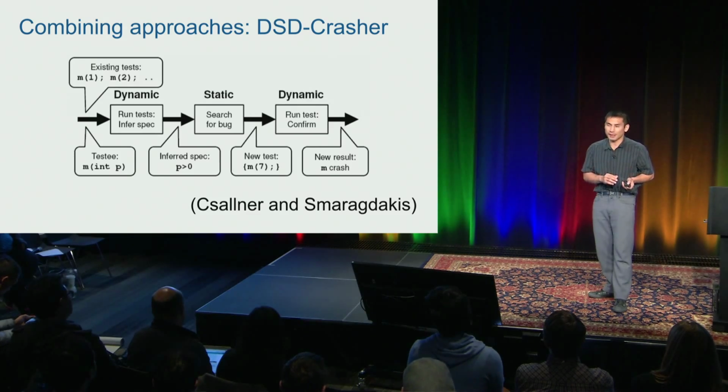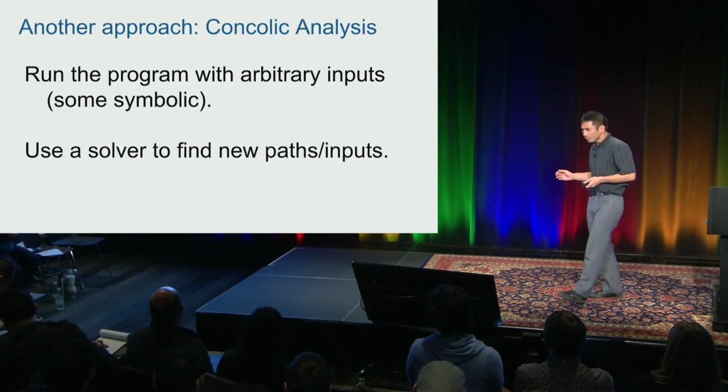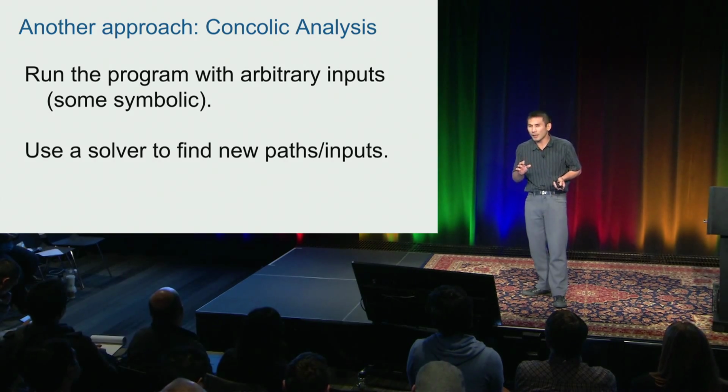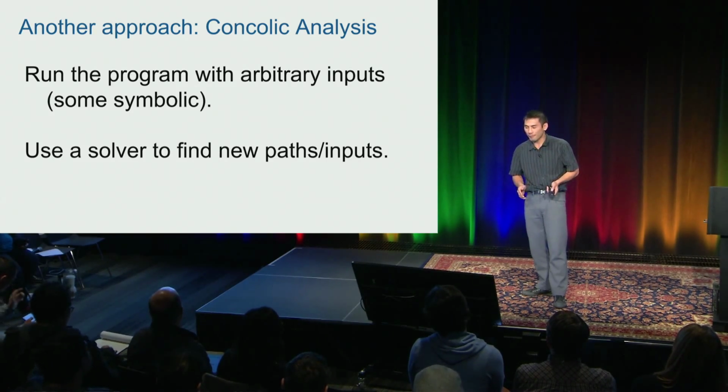I talked about static analysis. I talked about dynamic analysis. You can, of course, use both of them together. Other approaches are Concolic Analysis, where you run the program with some inputs, but you say, I'm going to leave some of these inputs symbolic. So instead of saying 5, I'm going to say x, and I'm going to run the program with that x through the program. And then you can use a solver to find new paths through the program.